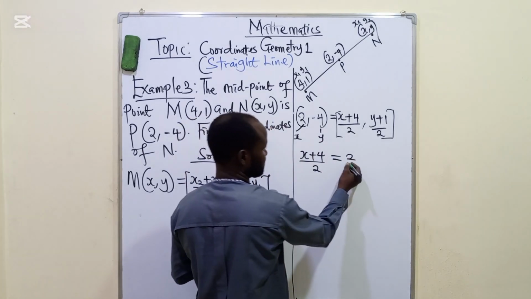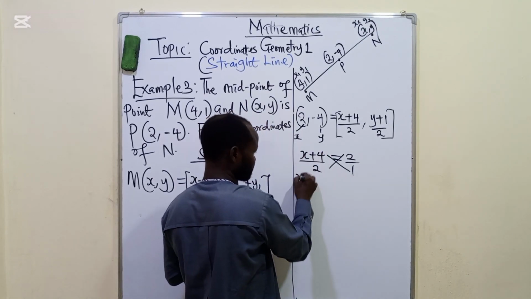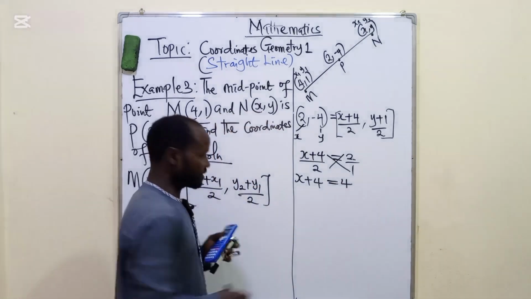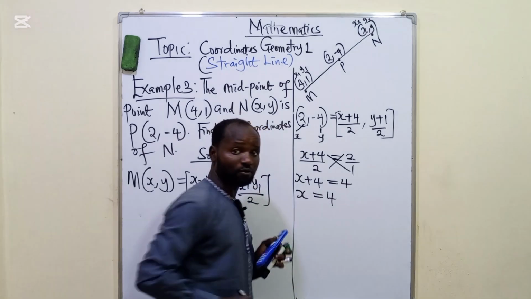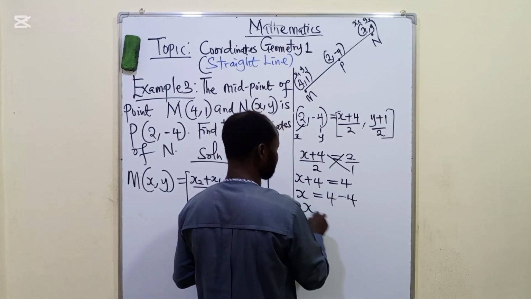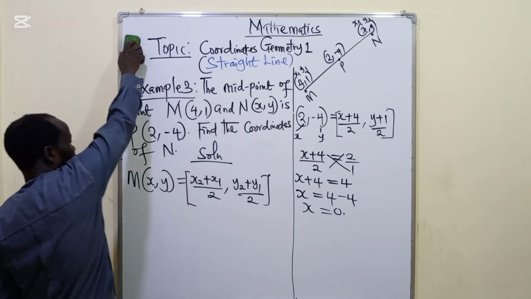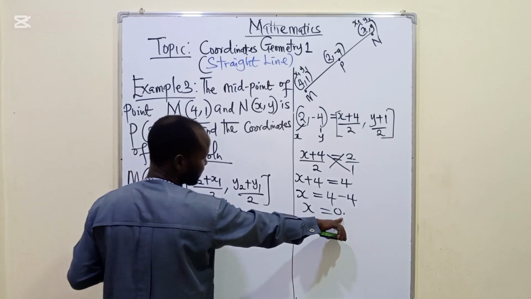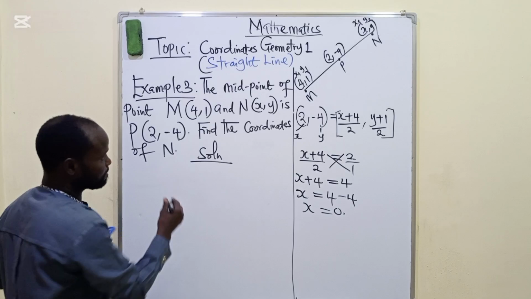Let's solve for x. This is over 1, we cross multiply. 1 times (x + 4) will be x + 4 equals 2 times 2, of course, is 4. Next is to collect like terms. This is x now will be equal to 4. This is plus 4. Crossing this equal sign, it will be minus 4. x now will be equal to 0. We have solved for x. Let's look at how we can solve for y. Because we are asked to find the coordinate of N, that is x and y, and we know our x is 0. Let's move here to solve for y now.